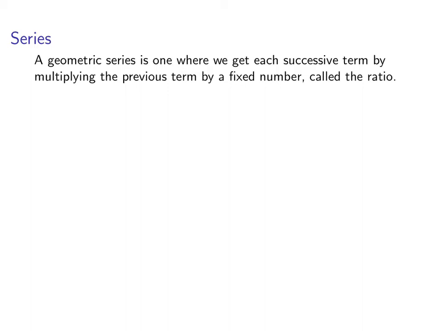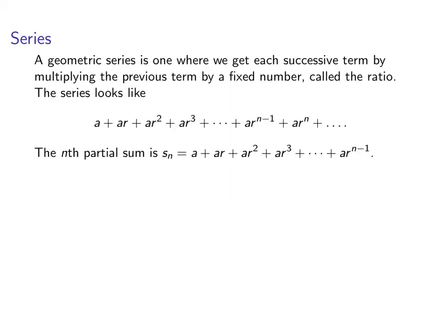So we get each successive term by multiplying the previous term by a fixed number, and this is going to be called the ratio. So the series looks like this. We start with some number a, and then we do a plus ar plus ar squared plus ar cubed, and so on, up to ar to the n minus 1 plus ar to the n, and so on.